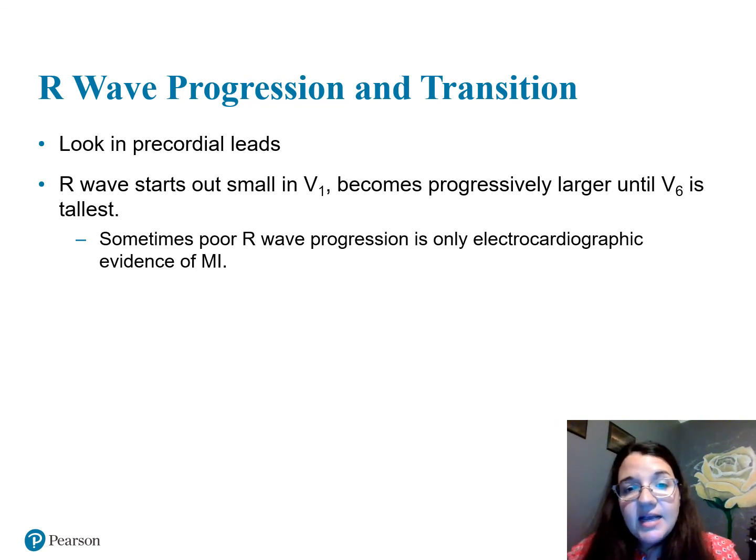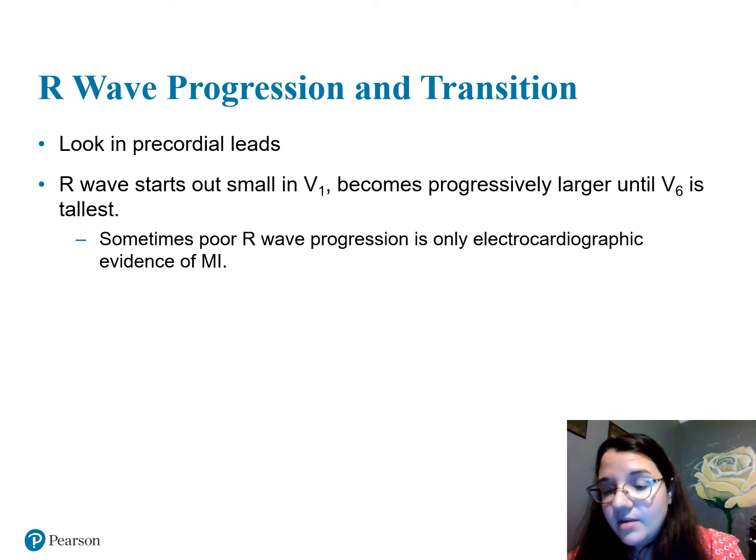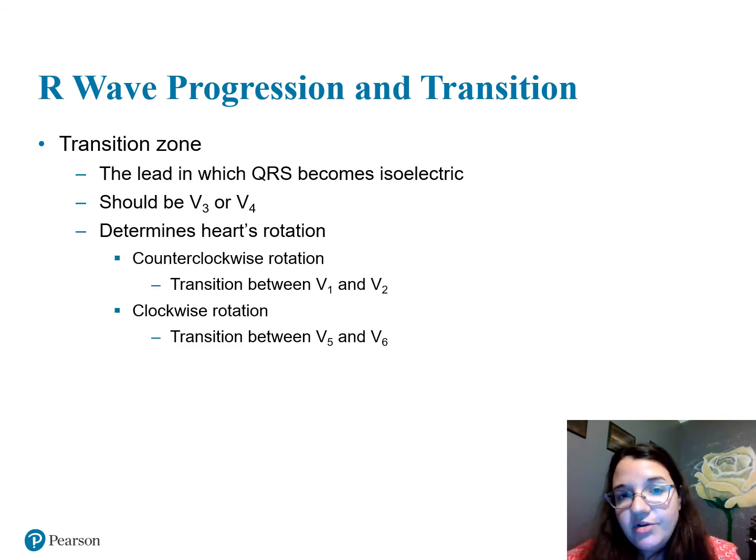Sometimes a poor R wave progression is the only electrocardiographic evidence of an MI. A significant Q wave is going to be evidence of an MI. Also, if the color is appearing black, that is an indication of an MI. But sometimes we won't have that, and all we're going to notice is that R wave progression could be the only evidence that my patient is having an MI. Maybe they're not symptomatic. They're not having chest pain. They feel fine.